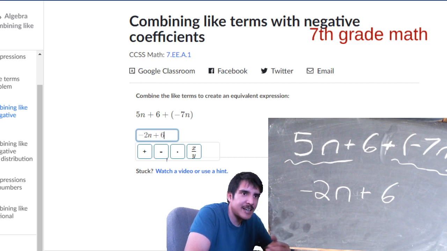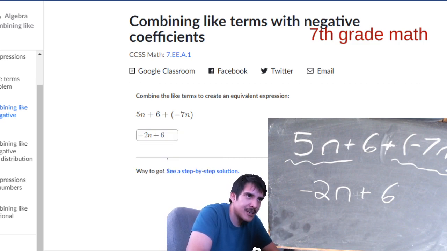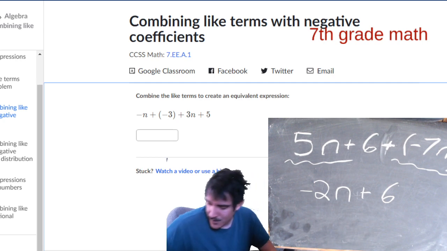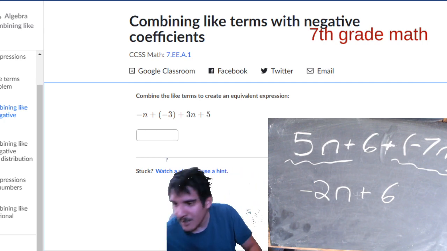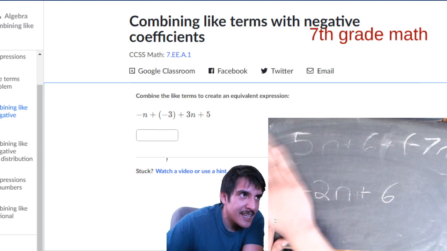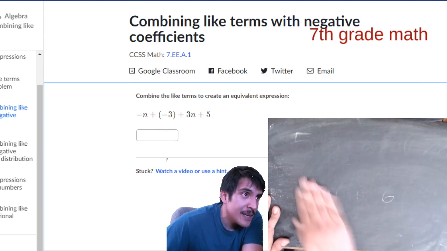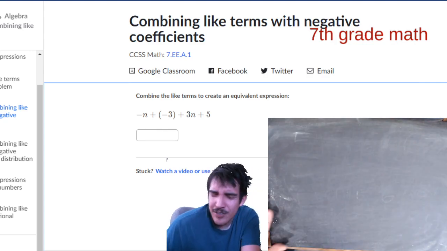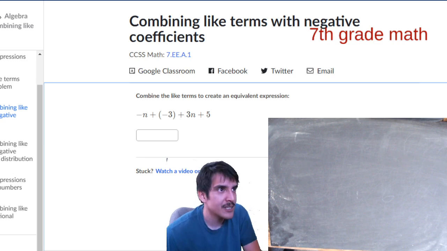I have to write it down, okay? So minus 2n plus 6, let's check. Hooray. All right, we got a longer expression now. Now we got minus n plus negative 3 plus 3n plus 5. So we got some more terms here.